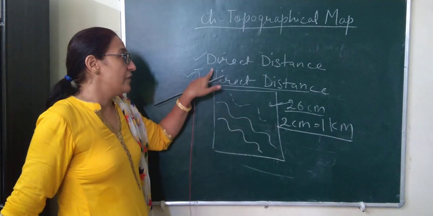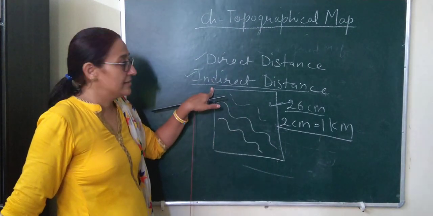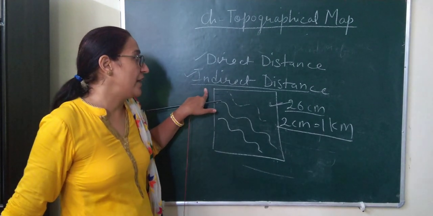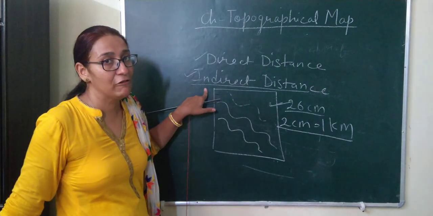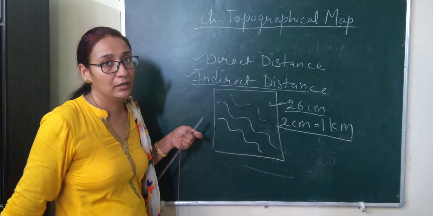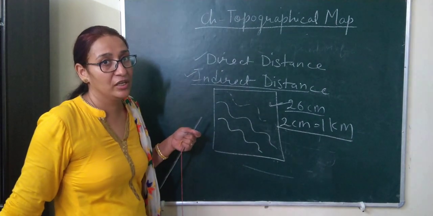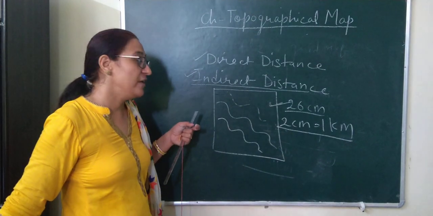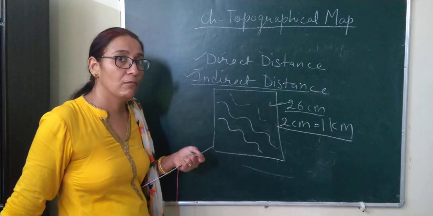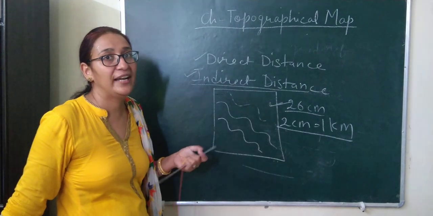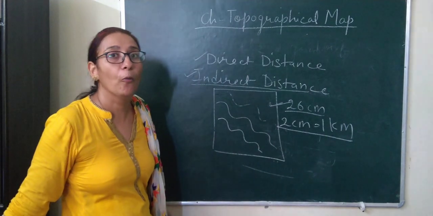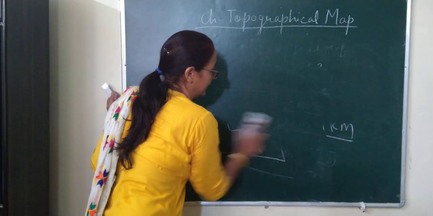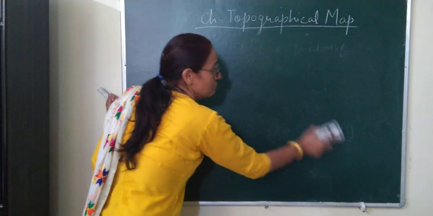And if we find out direct and indirect distance, there will be a little distortion in finding indirect distance. That will not be very accurate. So there will be a variation when we find out indirect distance. We also have one instrument by which we find out indirect distance on a map, the opisometer. So this is about how to find out direct and indirect distance on a map.